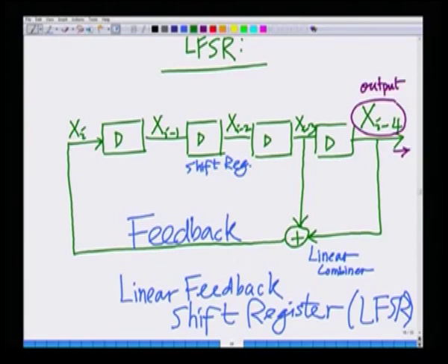I take two outputs, combine them linearly. For instance, here I am taking xi minus 3, xi minus 4. I am combining them linearly, and then I am feeding it back as xi to the set of registers. Hence, this is a set of registers, there is a linear combination and then there is feedback. Hence, this is a linear feedback shift register, also abbreviated as LFSR.